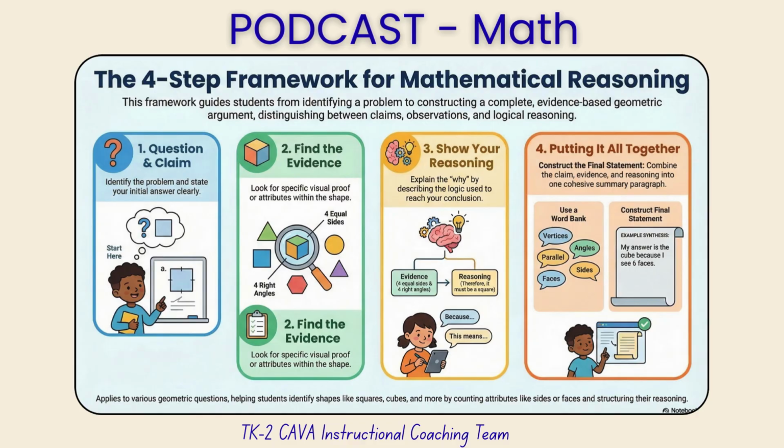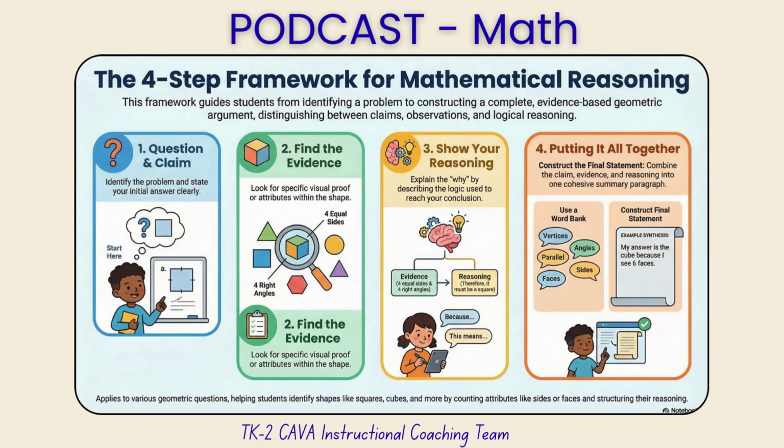But wait, isn't there a risk here? What do you mean? Well, if the question asks which shape has 4 sides, and the evidence provided is "I see 4 sides," aren't we just caught in a loop? We haven't actually proven anything. We've just repeated the criteria back to ourselves. That is exactly the trap of a tautology. A tautology. Yes, where an argument merely repeats the premise in different words.